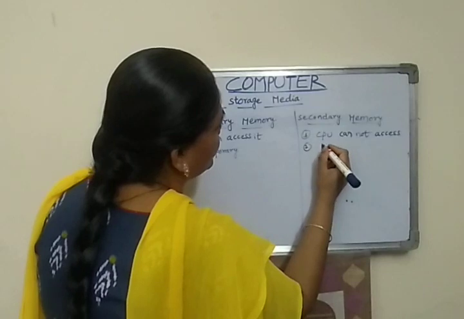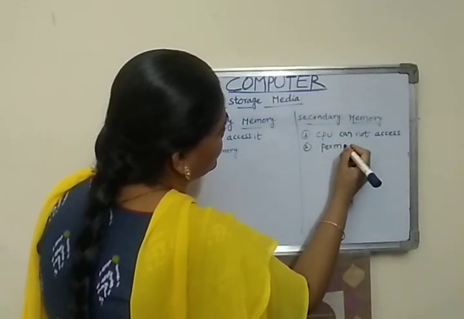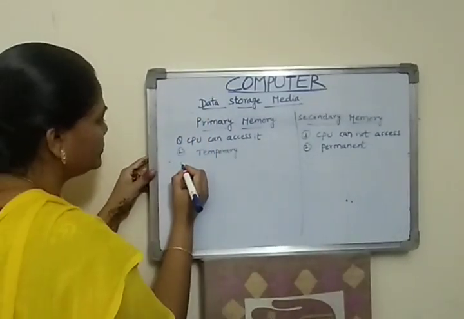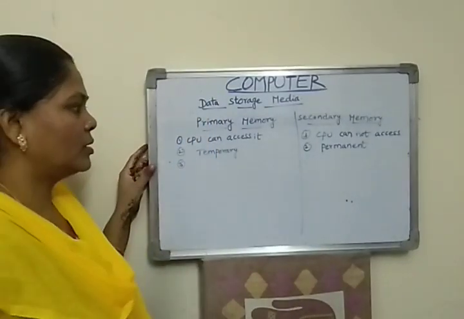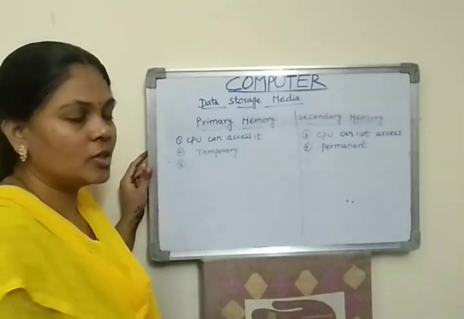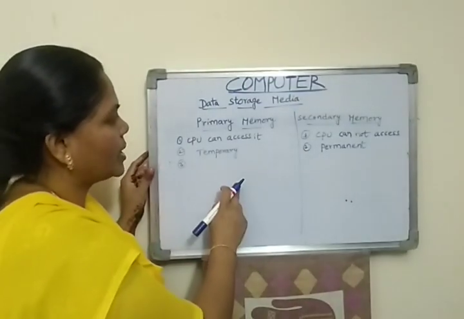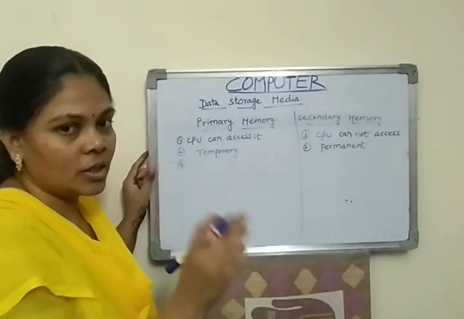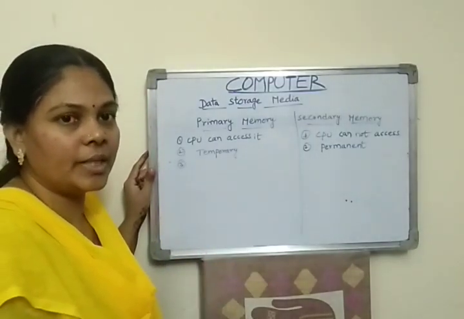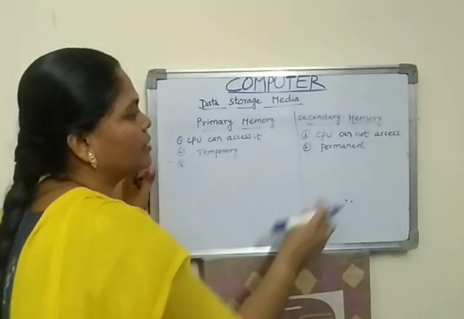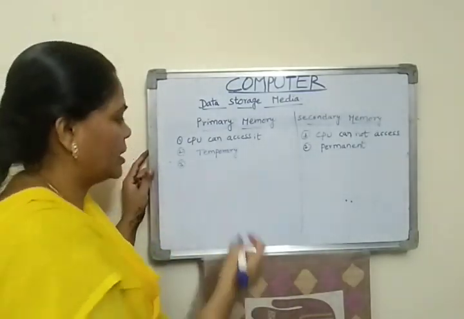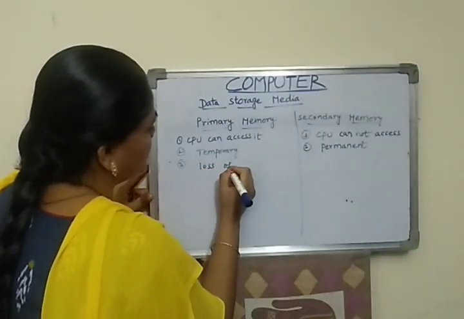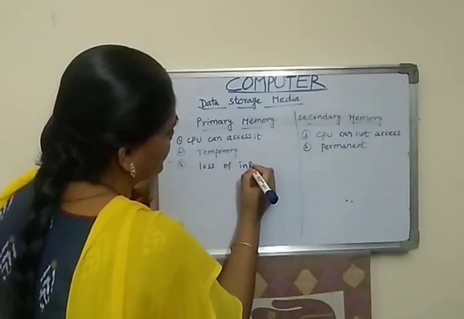Secondary memory is permanent storage. Third one, if the computer switches off, your information will be lost in the primary memory. But even though the system switches off, your information in the secondary memory remains the same. Why? Because we are saving it into the permanent memory. So here there is loss of information, and here we do not lose your information.